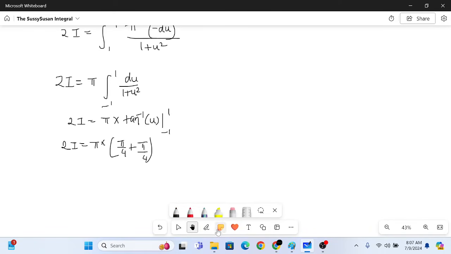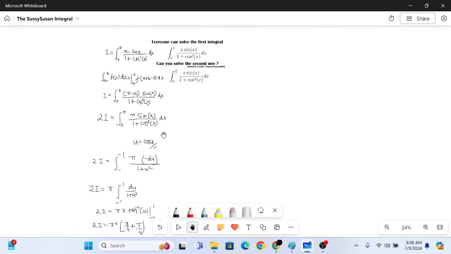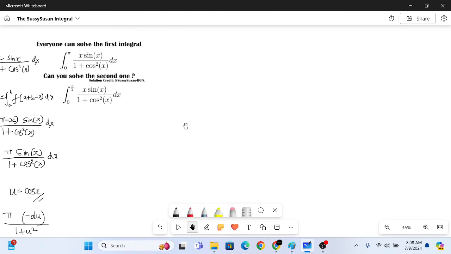Now this is pi by 2, and pi times pi by 2 is pi square by 2, and also if this 2 goes to the other side, we get pi square by 4. That is the answer. So you see that if you just use the King's rule, the first integral becomes too easy to solve. Just a u substitution and it gives the answer. But let's see how we can solve the second integral. Be aware that it's going to be long, but keep up with me, we will definitely solve it.